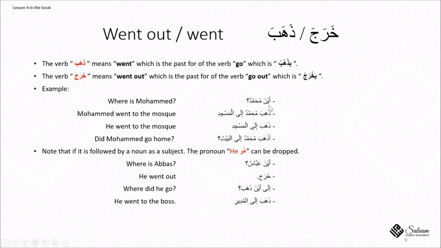أين محمد؟ أين أنا؟ أنا means I. Where am I? أين أنا؟ أنا في البيت. I am in the house. أنا في البيت. Yeah. أين محمد؟ ذهب محمد إلى المسجد. He went to the mosque.